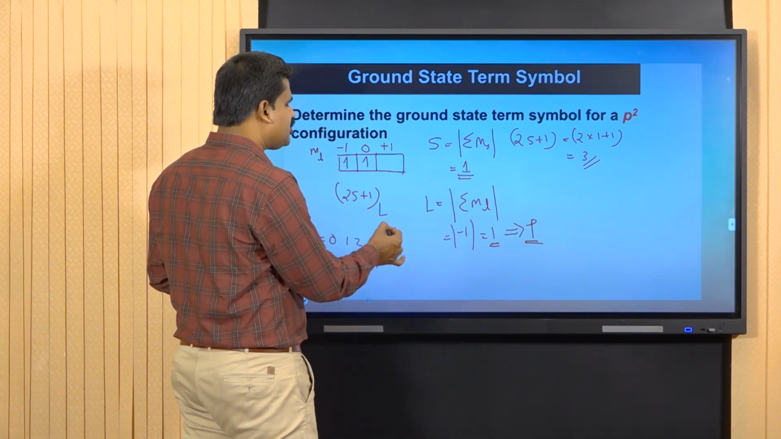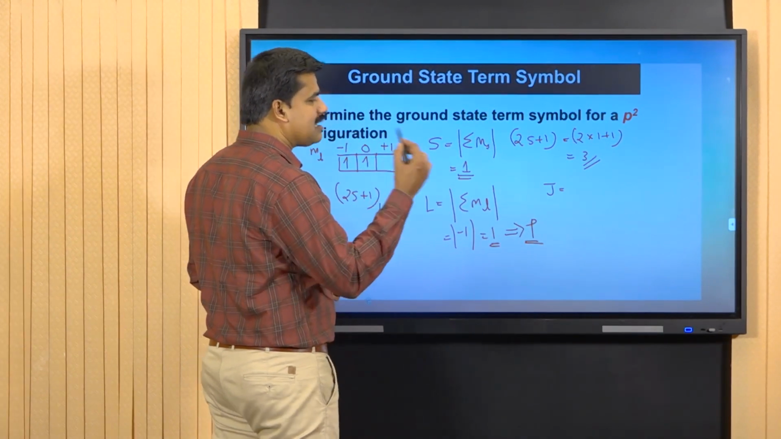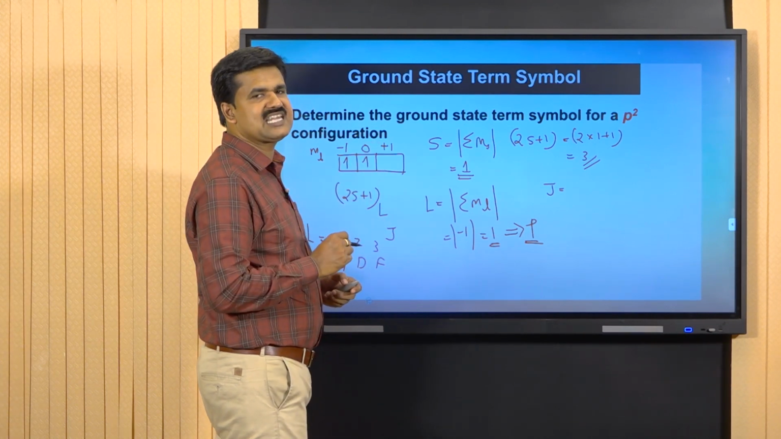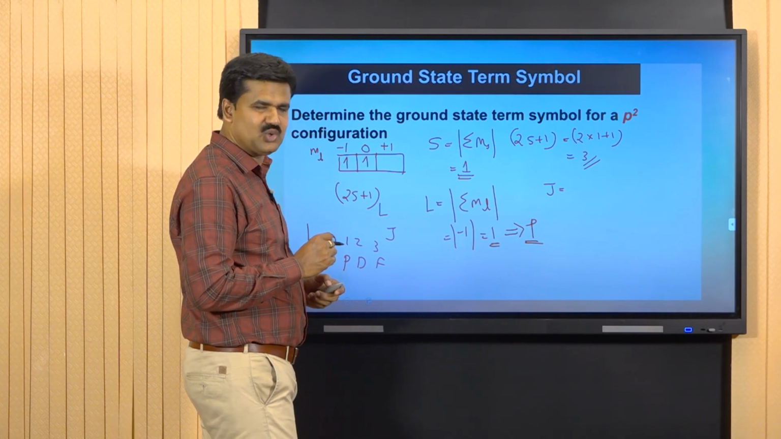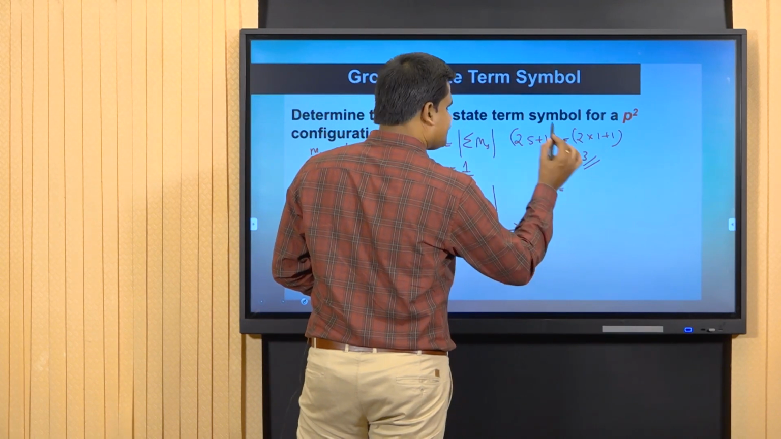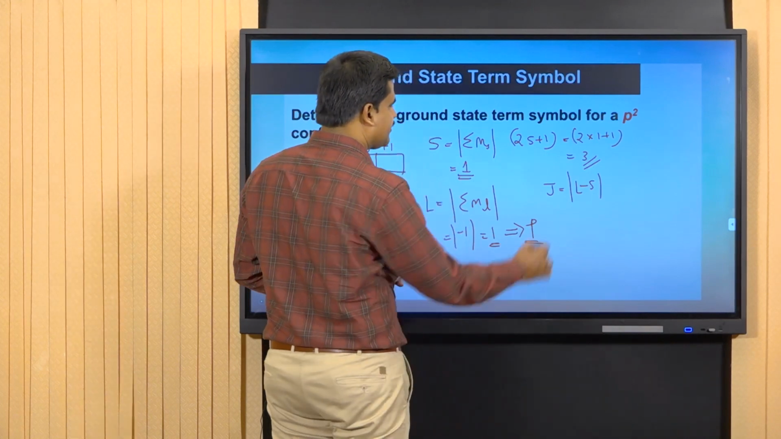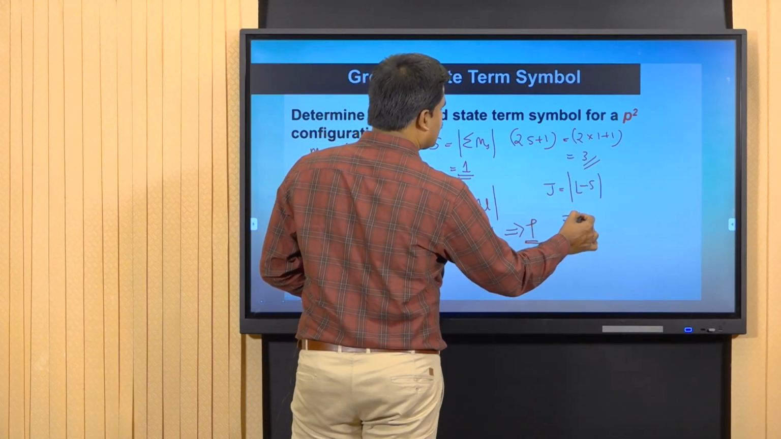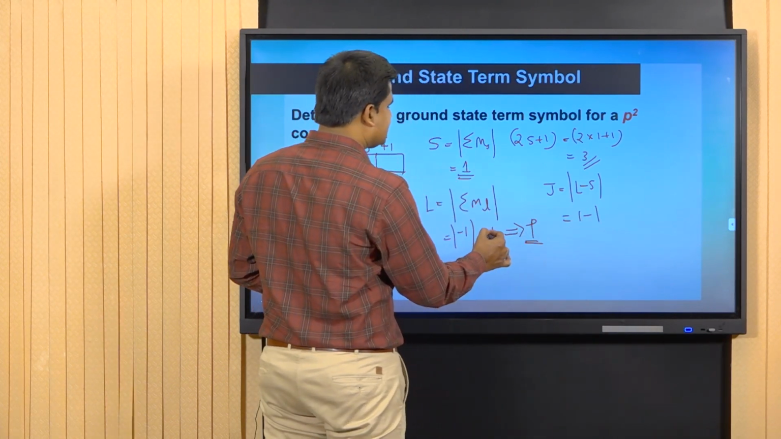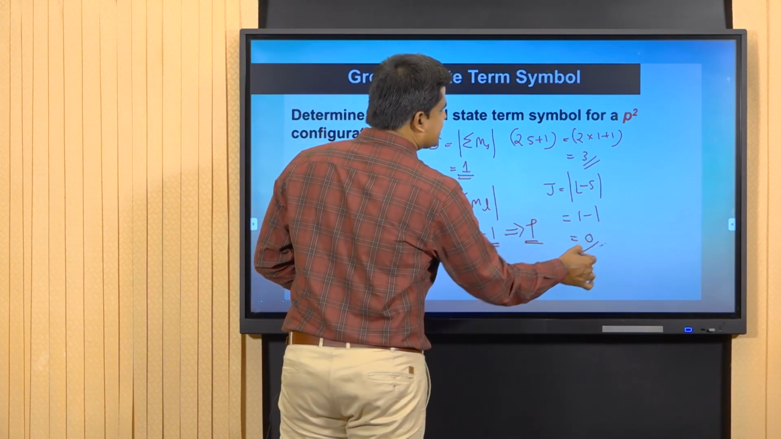And finally, we have to compute the value of J. You know the value of J ranges from L plus S down to L minus S. For the P2 arrangement, the maximum number of electrons that can be accommodated in a P subshell is 6. So, the P2 arrangement is less than half-filled, no doubt. As per Hund's rule, the J value will be L minus S. Here also you can use modulus. What is the value of L? L is equal to 1. And what is the value of S? S is 1. So 1 minus 1 is equal to 0. So, the value of J is equal to 0.